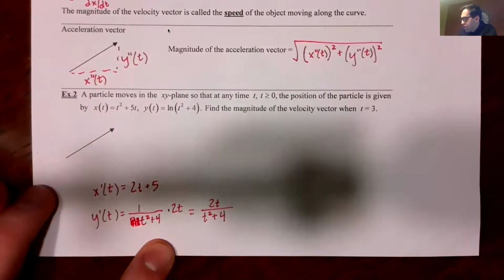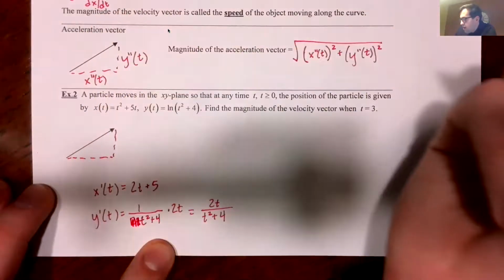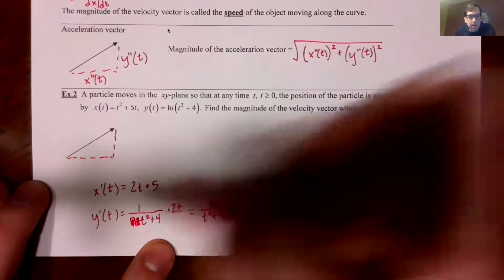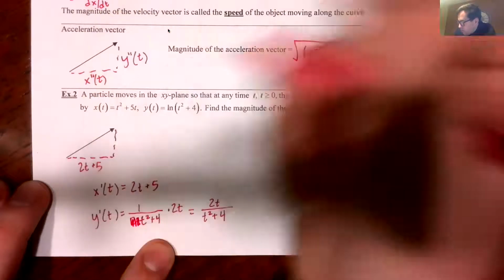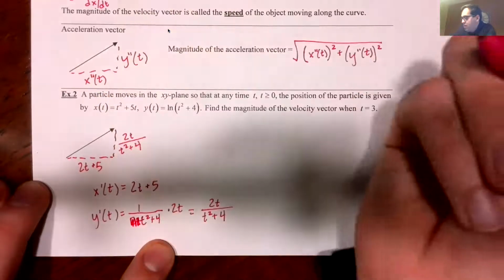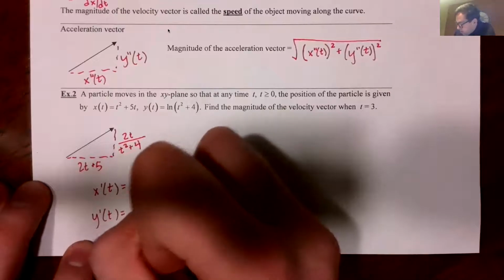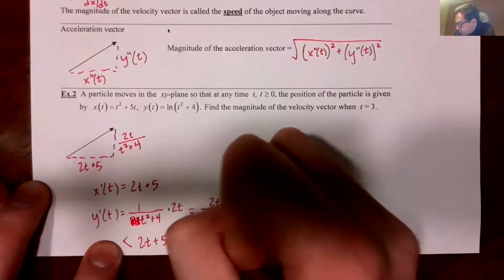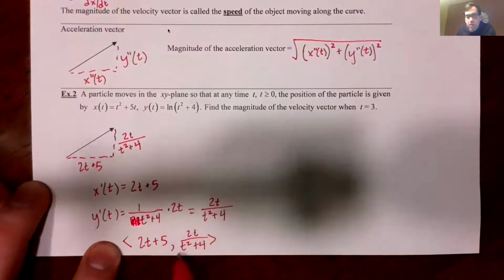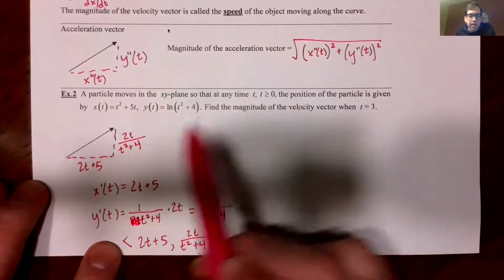Okay. So if I was going to sketch this out, here's my visual version of the vector. The x motion is being represented by 2t plus 5. The y motion is 2t over t squared plus 4. So we could write that as a vector, which I might just do down here just so that we have it, and that has the x and the y motion separated. But we want just the speed, or the magnitude of the velocity, when t equals 3.